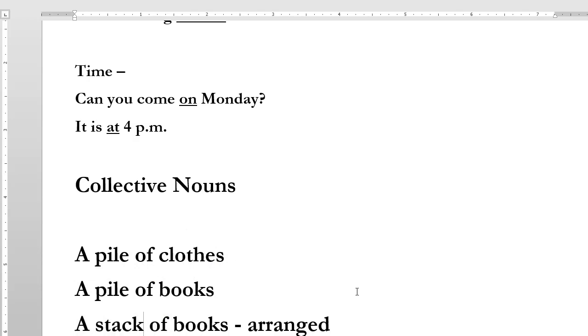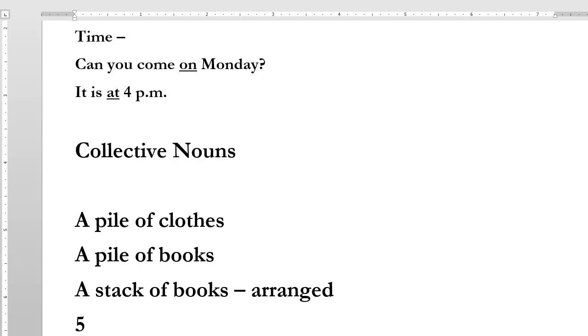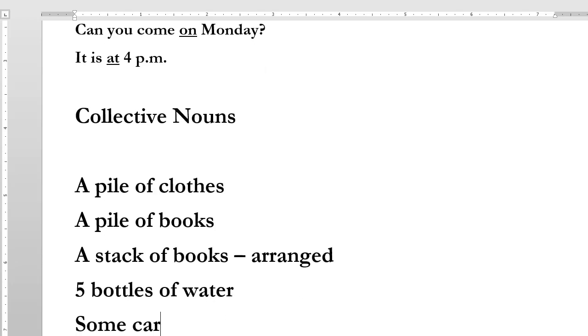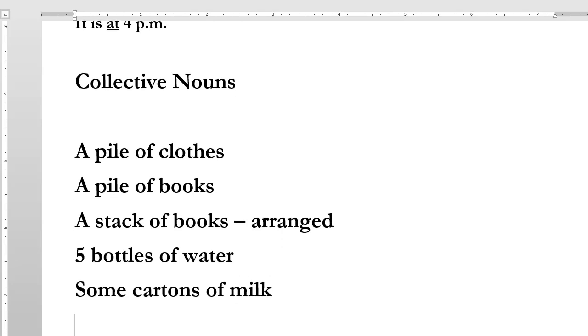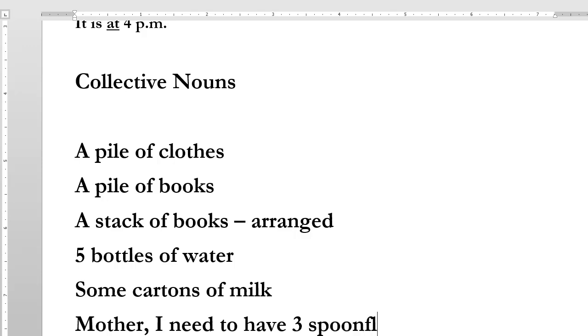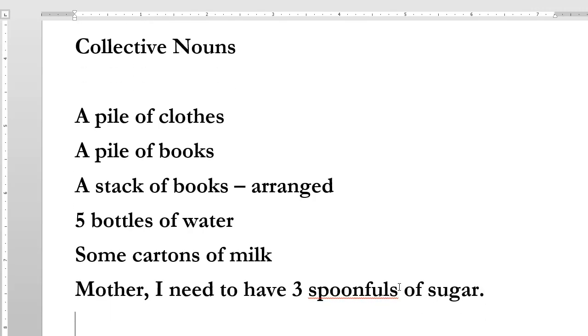You can say bottles of water. You can say five bottles of water. Or you can say some cartons of milk. Isn't it? For example, if you are drinking tea with high sugar, let's say that you like to have high sugar, you can say, Mother, I need to have three spoonfuls of sugar, right? You can say like that, it doesn't matter. You can say three spoonfuls of sugar.